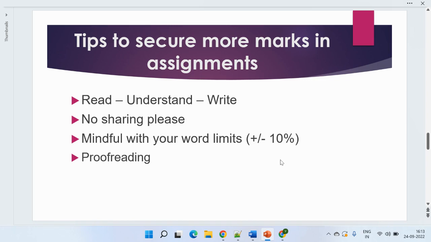For third A and third B, again, each question is of 5 marks, of 500 words. So plus or minus 10% is 450 to 550 words, right?